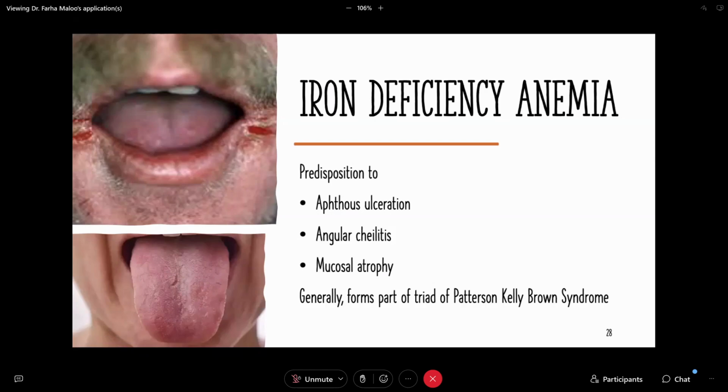Iron deficiency anemia is very common in patients with Patterson-Kelly-Brown syndrome, also known as Plummer-Vinson syndrome. This syndrome is characterized by the triad of esophageal webs, dysphagia, and iron deficiency anemia.